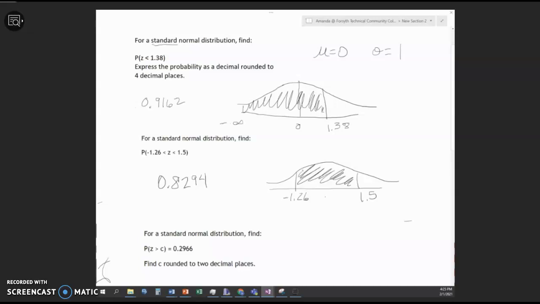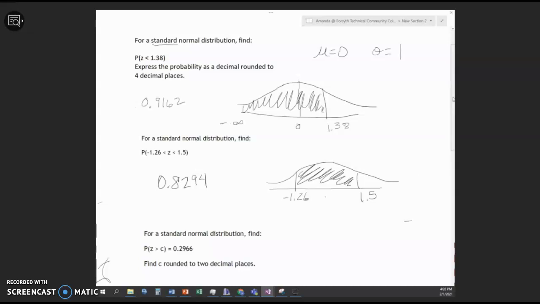We say, does that make sense to us? Well, that's 1.26 standard deviations below and 1.5 standard deviations above, and 83% living in that area sounds about right, because the entire area under our curve should be 1.